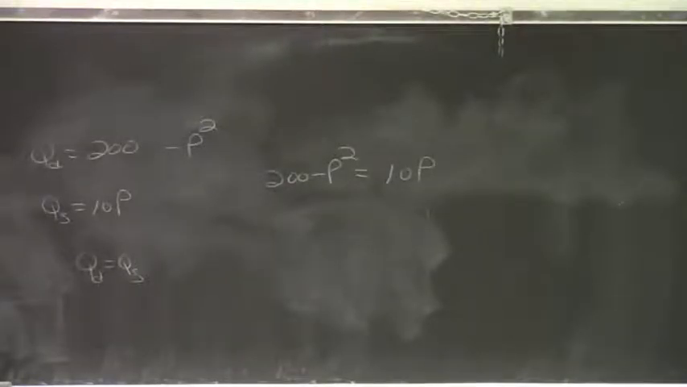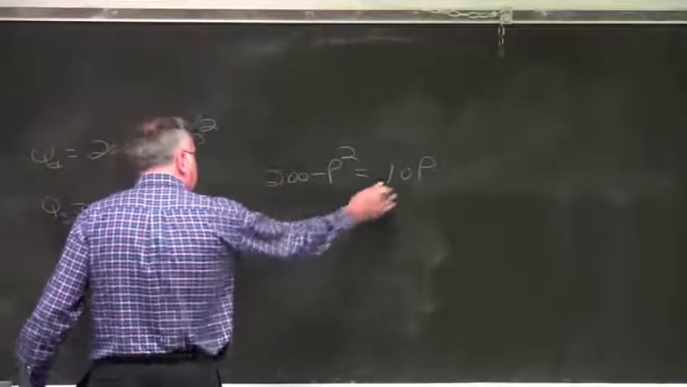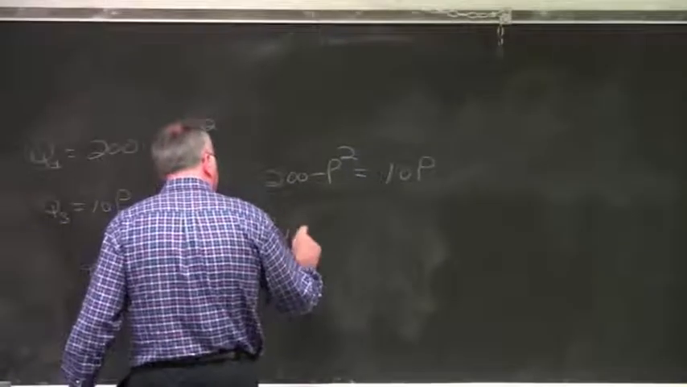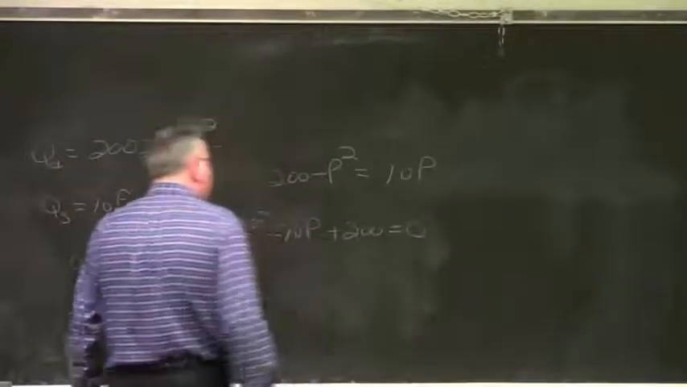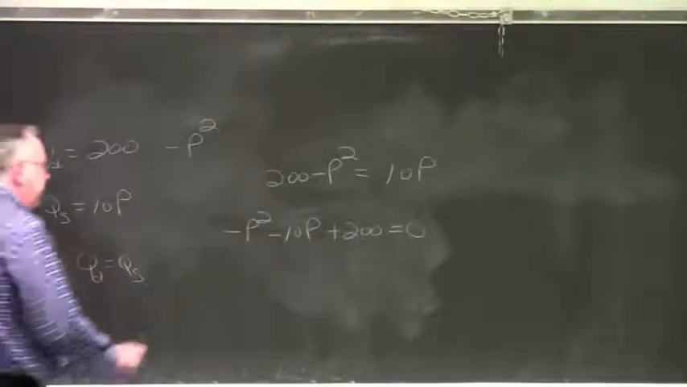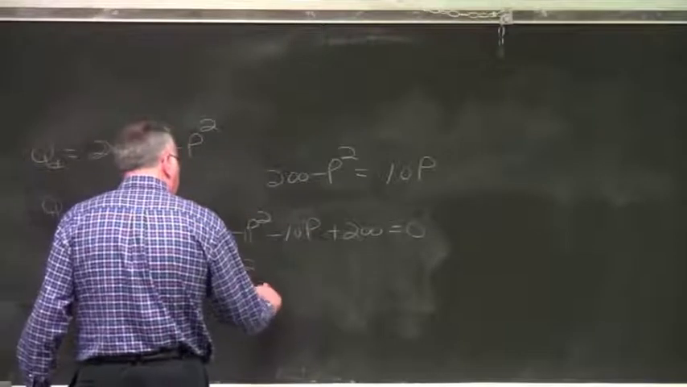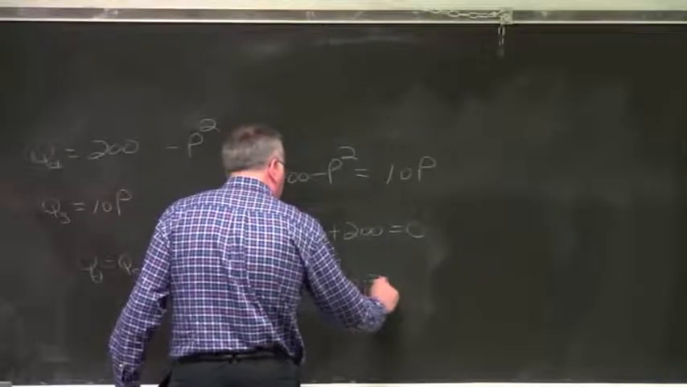This equation reduces to a quadratic equation in this case instead of a linear one. But we can get this in the form of the quadratic formula. We get everything over on the left, and let me just write this as minus p squared. Subtract 10p from both sides: minus 10p plus 200 equals 0. Now, let's just multiply through by minus 1. Doing so, you get p squared plus 10p minus 200 equals 0.